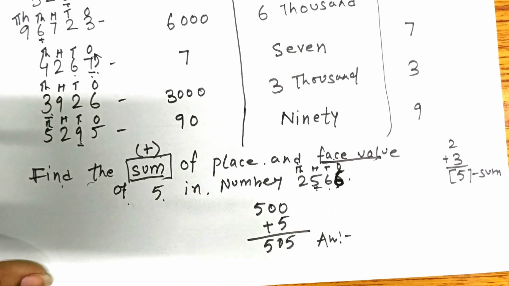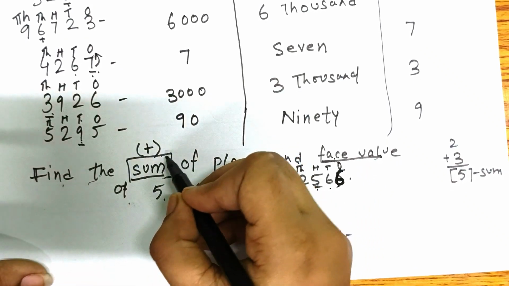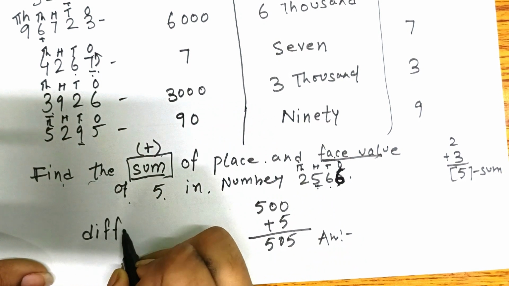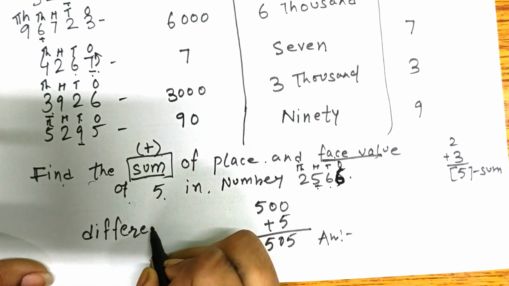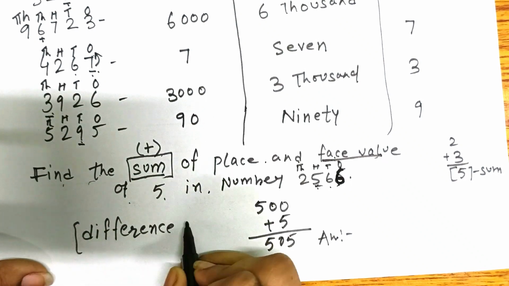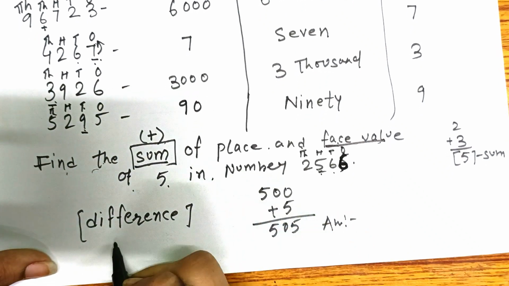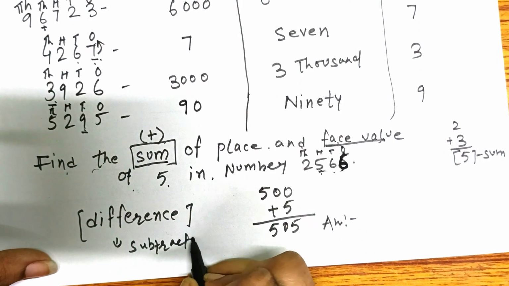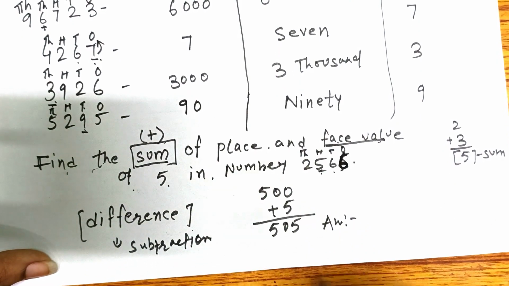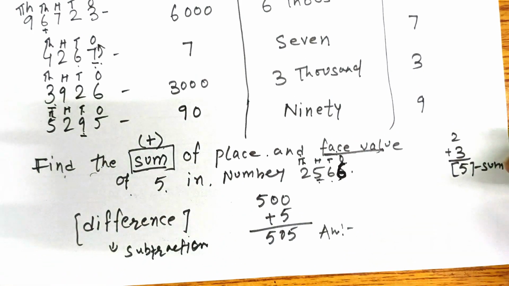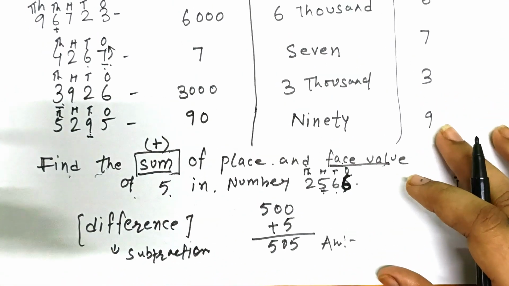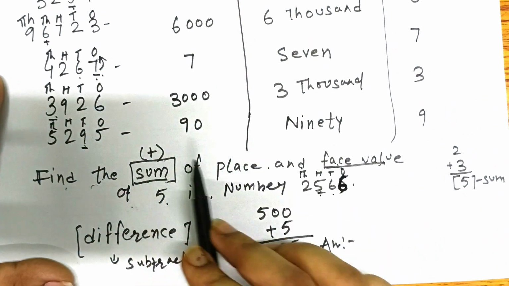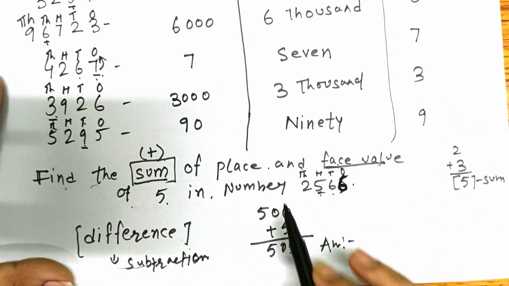Clear? Sometimes you will get, I am writing it here, sometimes you will get "find the difference." And you know, difference means subtraction. Clear? Difference means subtraction. Subtraction means the answer of your subtraction, what you have subtracted, and if you are getting that answer, that is your subtraction. Difference. Okay, now see, I am doing this difference in the same number.